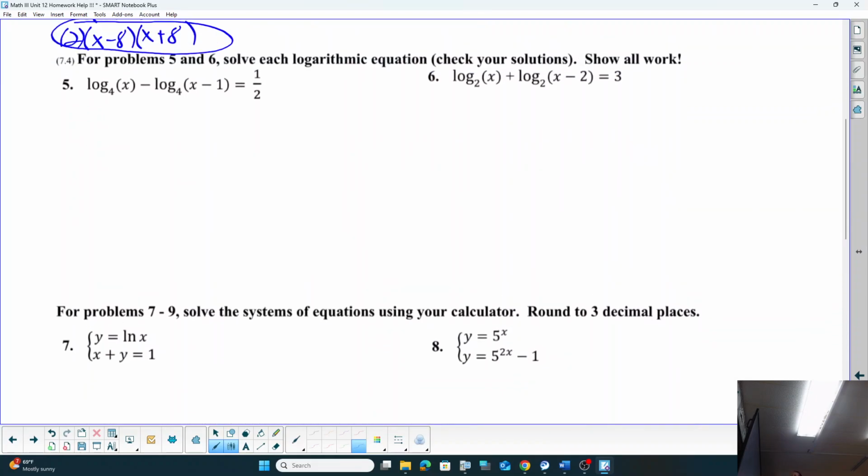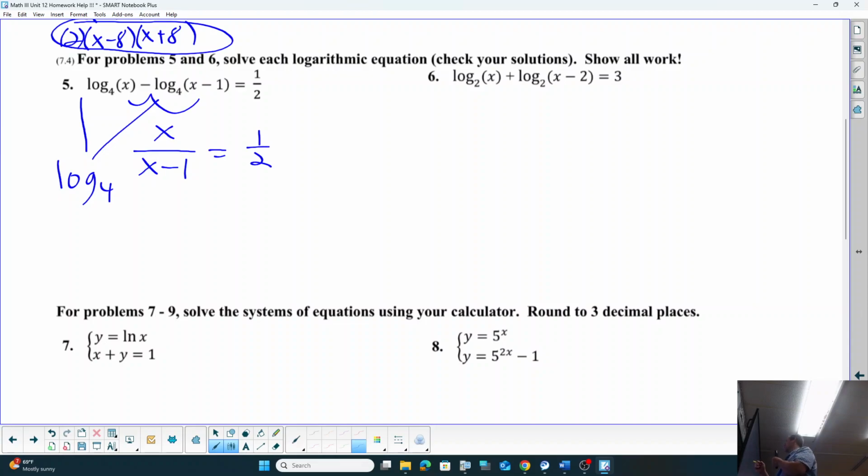You got this. Do you remember how to condense? Don't forget how to condense. So what does subtraction become? Logarithm subtraction becomes division. Do you remember? So we condense it down to log base 4. And then after that, we get division. So x minus 1 becomes x divided by x minus 1.